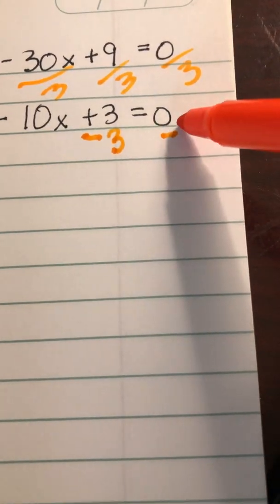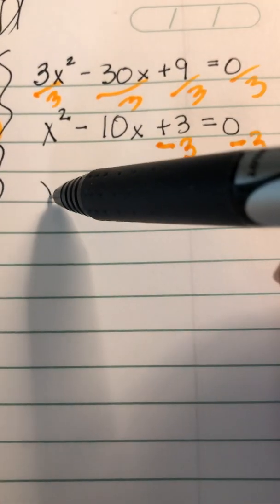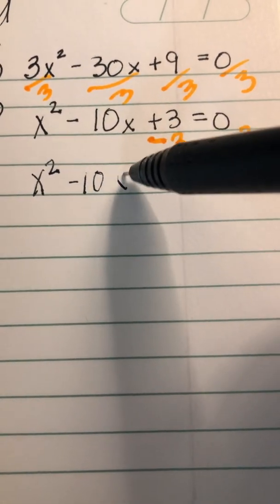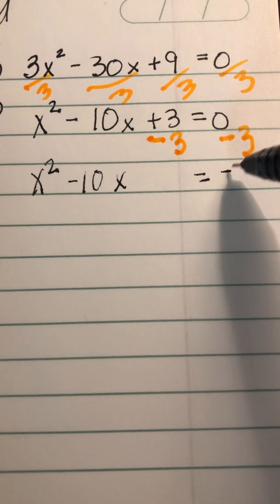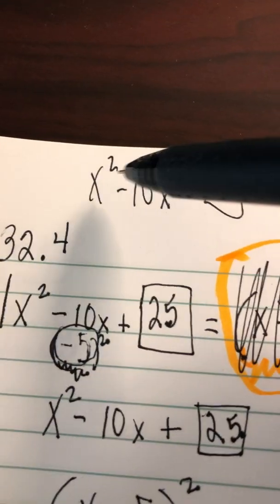And what we do to one side, we have to do to the other. So now we have x squared minus 10x equals negative 3. And I'm going to leave that blank there. So that's kind of what they had up here when they gave you the problem. They left a blank there.